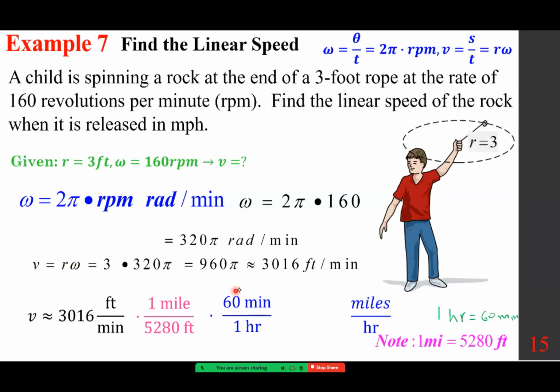And so now, as you can see, this minute cancels out this minute, and this feet cancels the feet. So 316 times 1 times 60 goes to the top, over 5,280 times 1 goes to the bottom, and it simplifies to roughly 34.3 miles per hour. I went over this in detail, so I hope you remember the conversion from basic algebra that you have learned, so you can easily do the conversions.